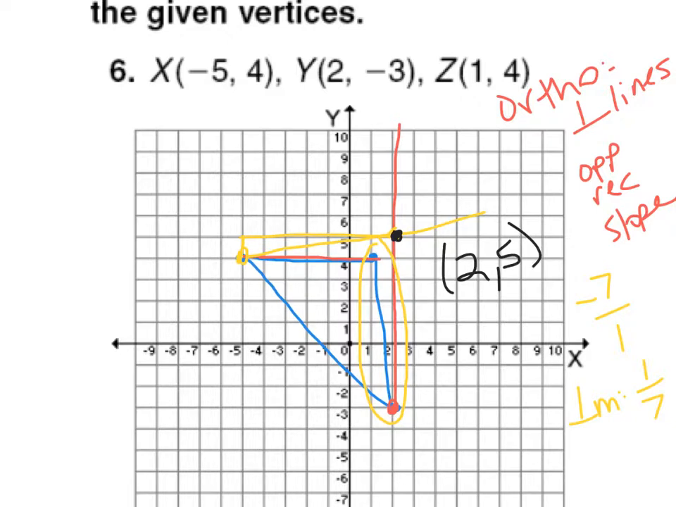So you have to know whether you're finding midpoints or whether you're dealing with perpendicular slopes. If I want the circumcenter, that means I'm going to do both. I'm going to find the perpendicular slope to that side and go through the midpoint versus through a vertex.